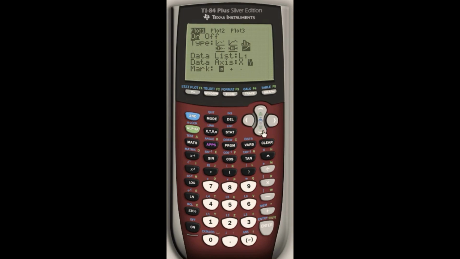And you can choose how the points are marked. I like the one that's automatically selected. Now you can go to Zoom, hit number 9 for Zoom Stat, and there you go. There's your normal probability plot. So I don't see that much curvature in this plot. So I'm going to guess that these data are unimodal and symmetric.